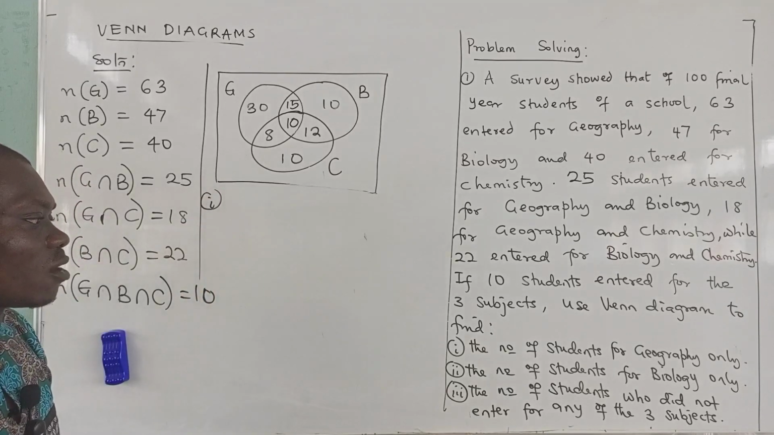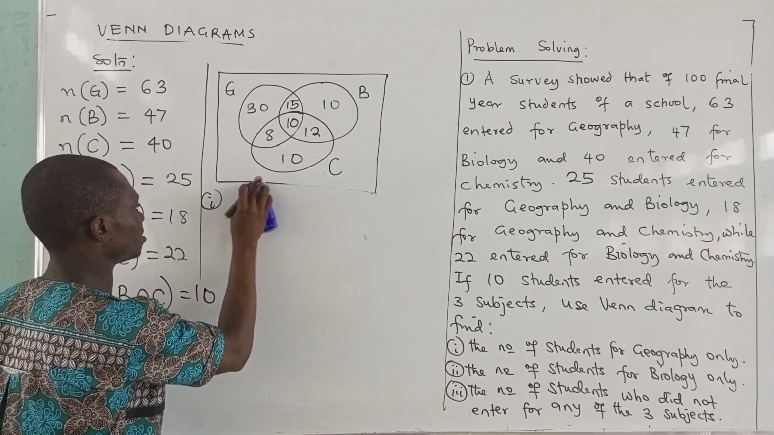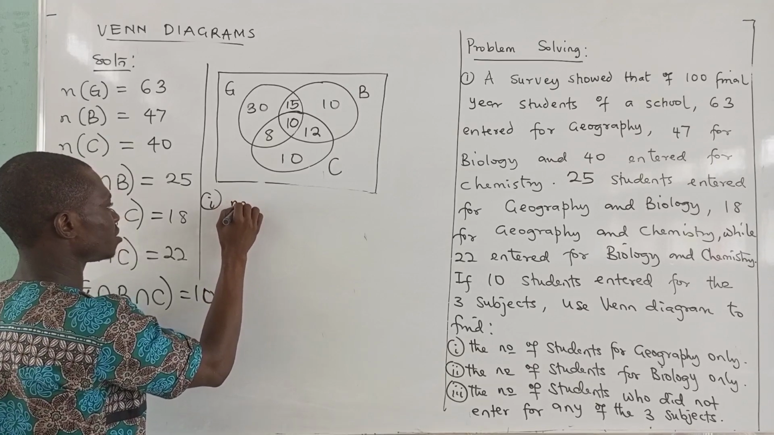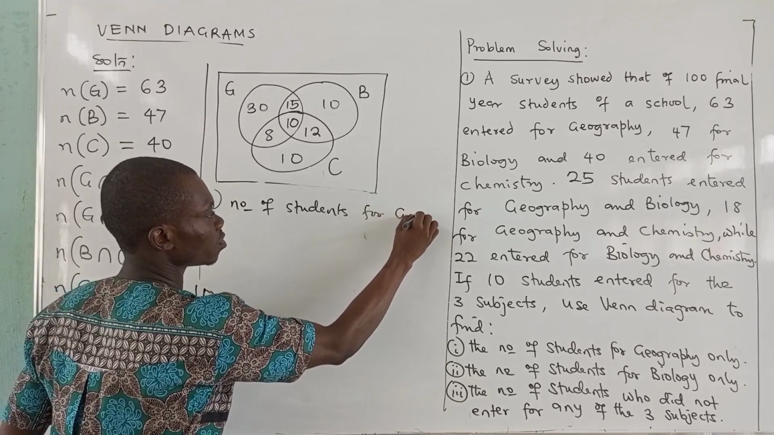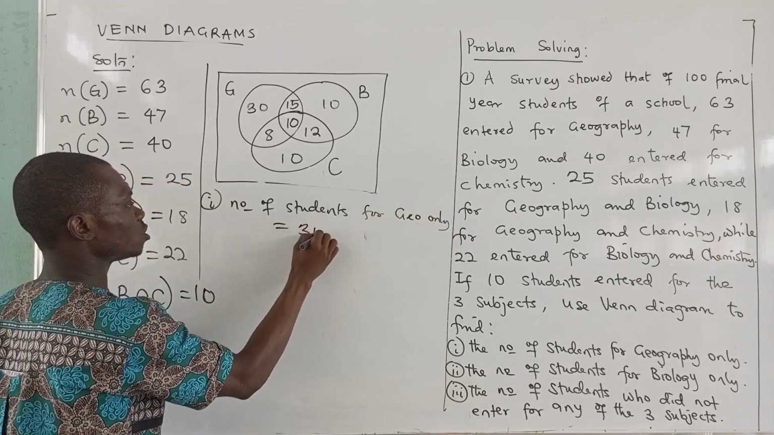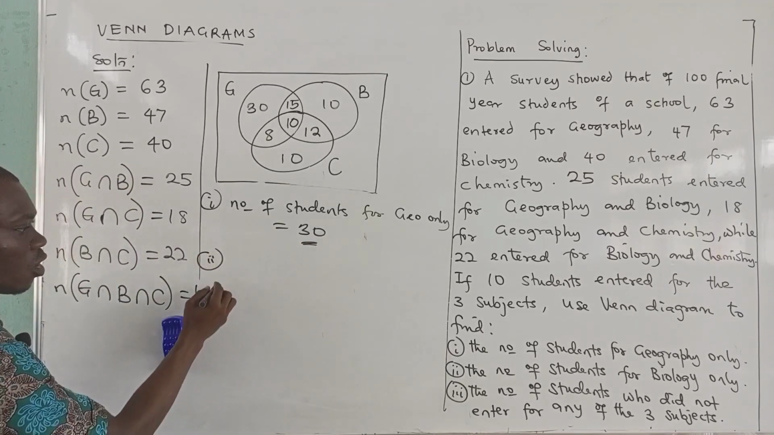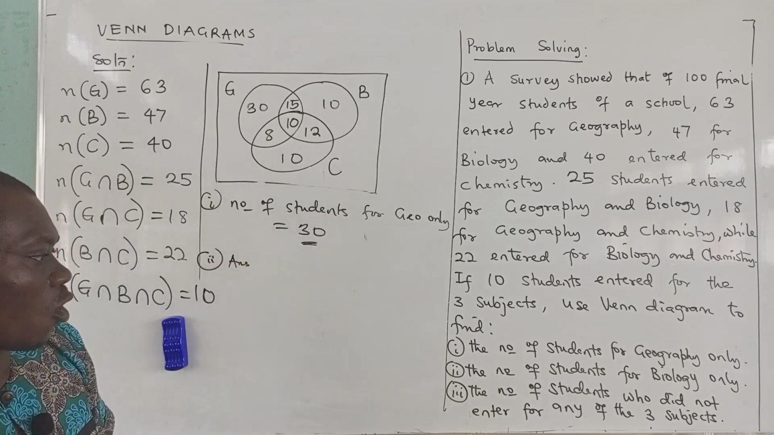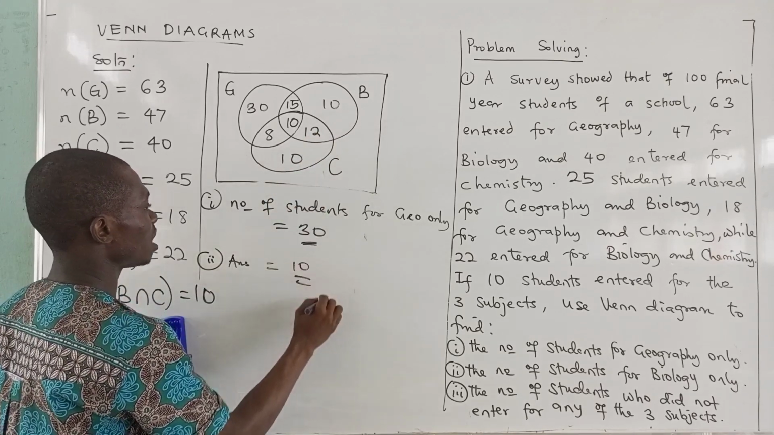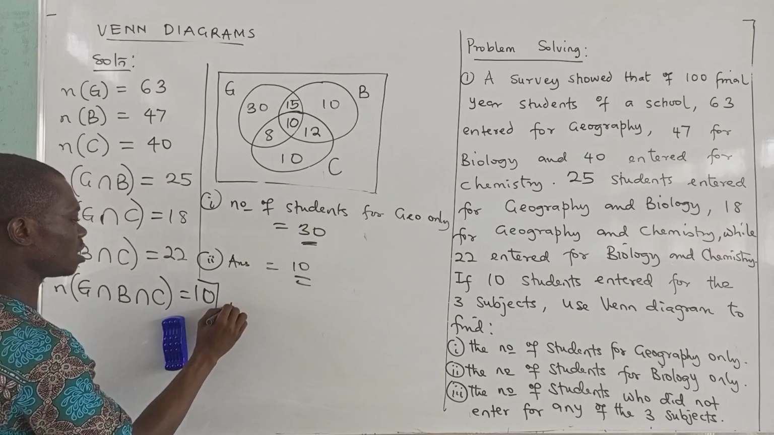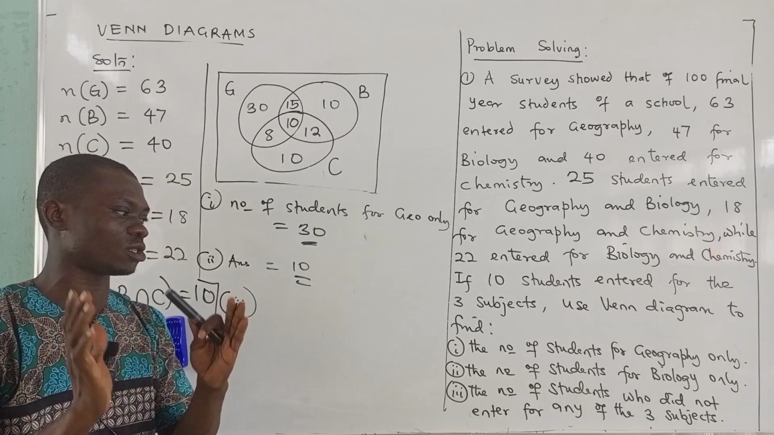The first one says the number of students for geography only. The number of students for geography only is simply equal to 30. And then for the second part, you have the number of students for biology only. The number of students for biology only is simply 10. And then the third question says that we should find the number of students who did not enter for any of the 3 subjects.